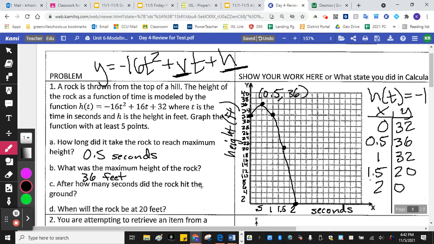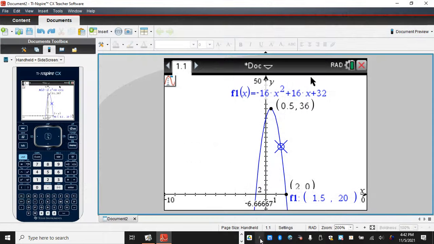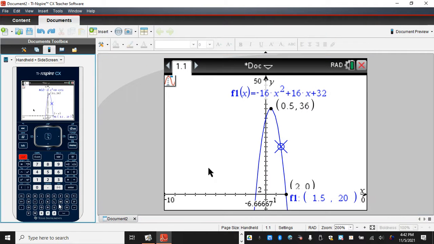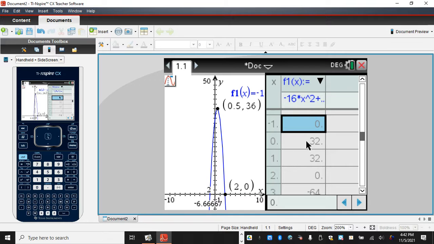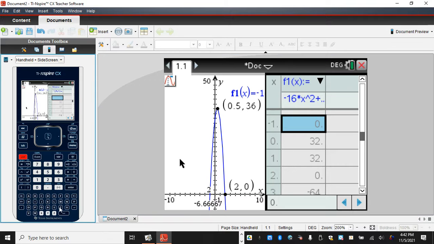After how many seconds did the rock hit the ground? Here's my ground, my x-intercepts. My x-axis is my ground, so 2 seconds. And then I'm going to pretend like I don't know it's at 20 feet, it's 1.5 seconds. Because if you're on your graph here and you go to your table, you can't see 20. 20 is not an option for y from your table.